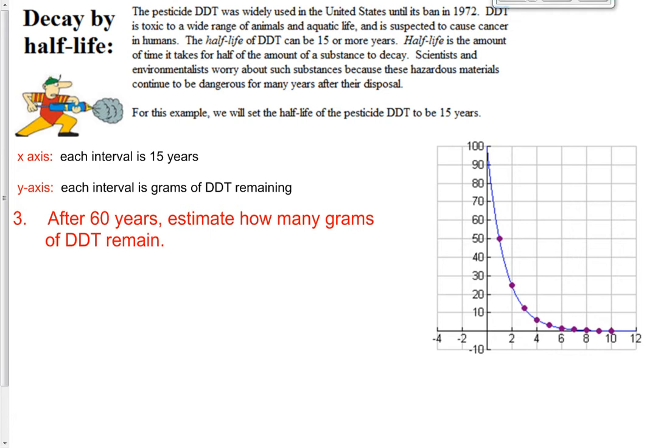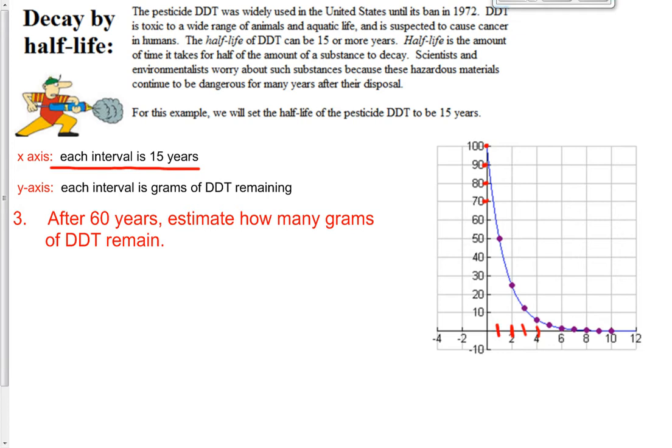So let's look here. For this example, we will set the half-life of DDT to be 15 years. If we look at our x-axis here, each interval is 15 years. So here is 30 years, because when x is 1, it's 15, 2 is 30, 3 is 45, 4 is 60, and we can keep going that way. The y-axis intervals are grams of DDT remaining: 100 grams, 90 grams, 80 grams, 70 grams of DDT. So after 60 years, estimate how many grams of DDT remain.